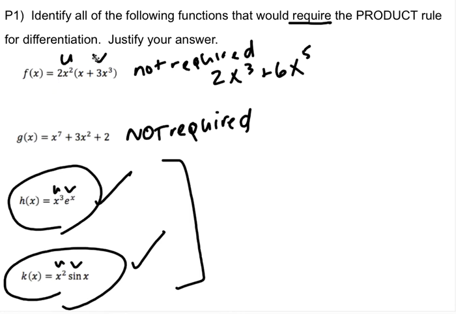You could use the product rule to find f prime, but it wouldn't be required, right? In terms of which ones are actually required to use the product rule that can't be simplified, it's just h and k, right? All right, P2.